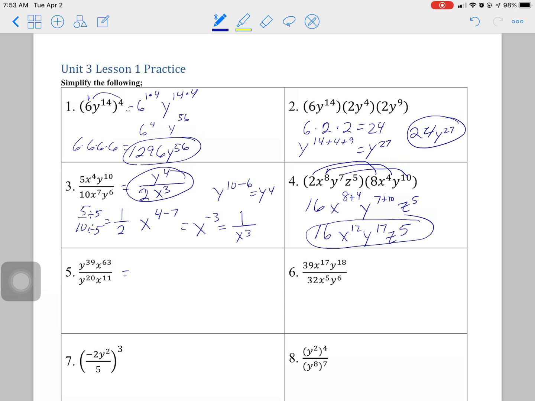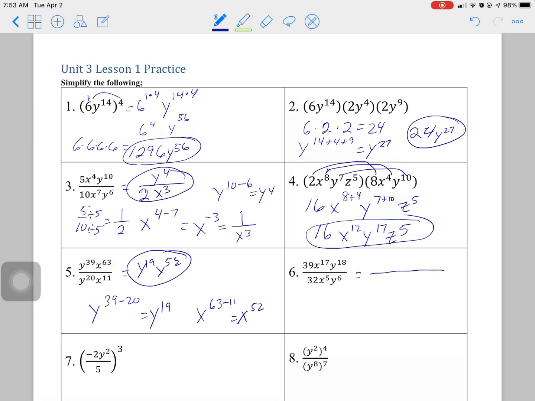All right, let's see. There's a lot of big numbers here. Y to the 39 minus 20 is y to the 19th. X to the 63 minus 11 is x to the 52. So just shove them together. Y to the 19th, x to the 52. That's all there is to that one. Don't get intimidated by big numbers.